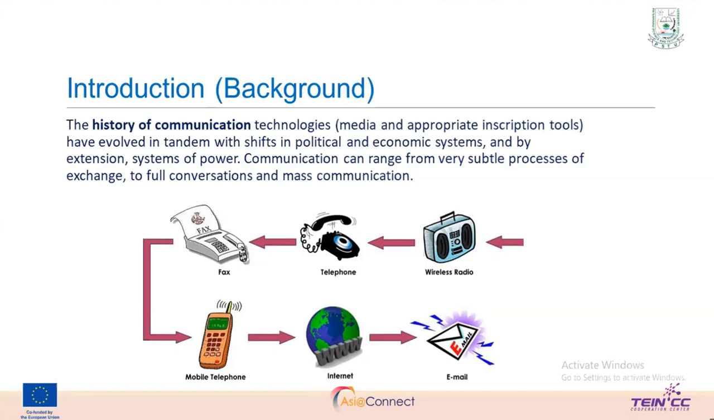As you can see, the evolution of communication systems or data communications is here. First of all, there is radio signal, wireless radio, then telephone, after that facsimile or fax, then came the mobile phone, then the internet was invented, and after that we can communicate in different forms, one of these being emailing or electronic mailing systems.